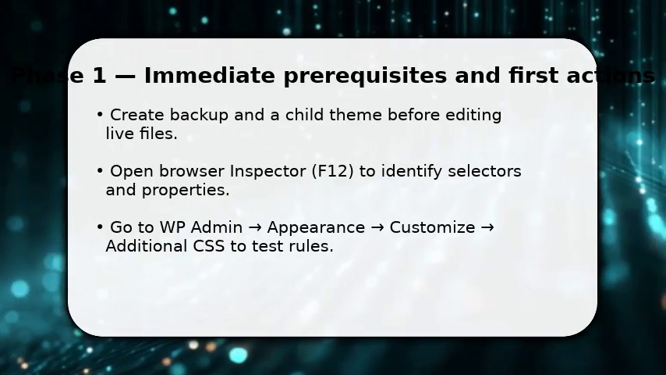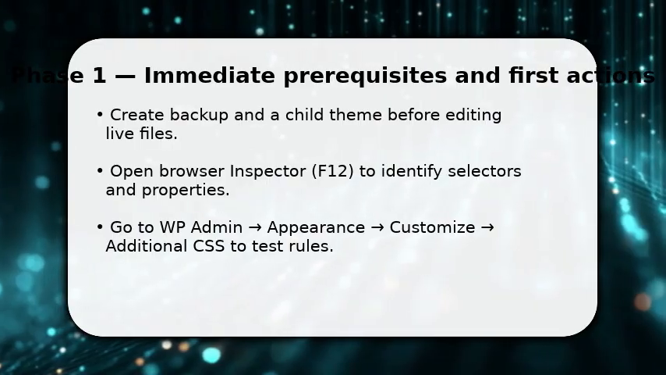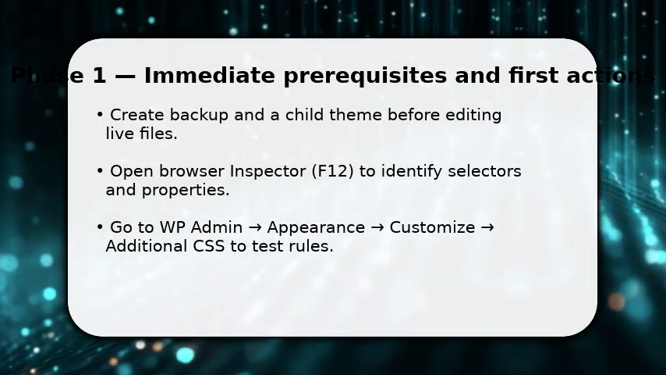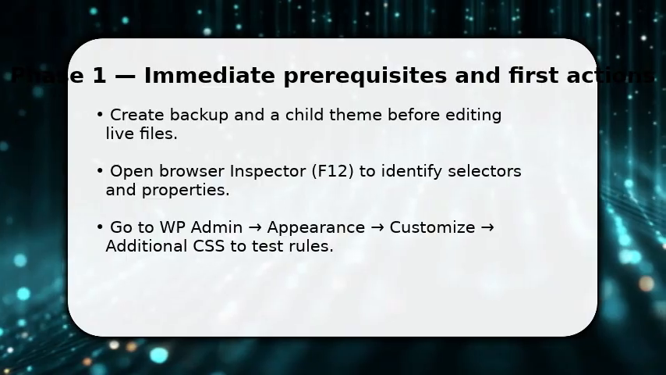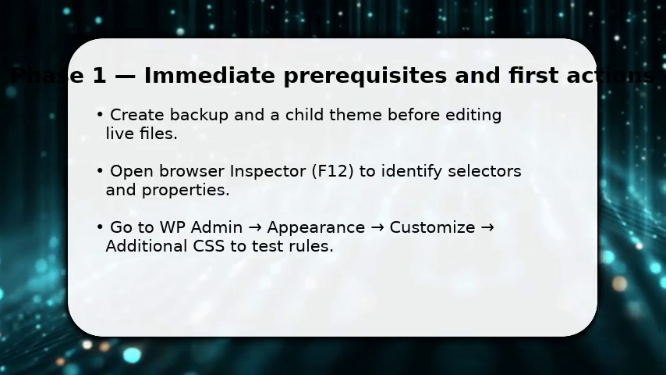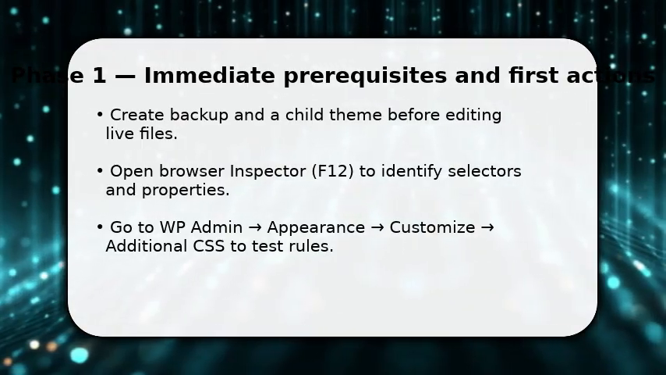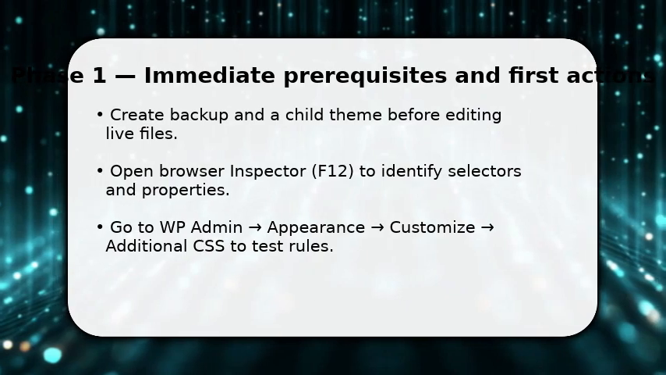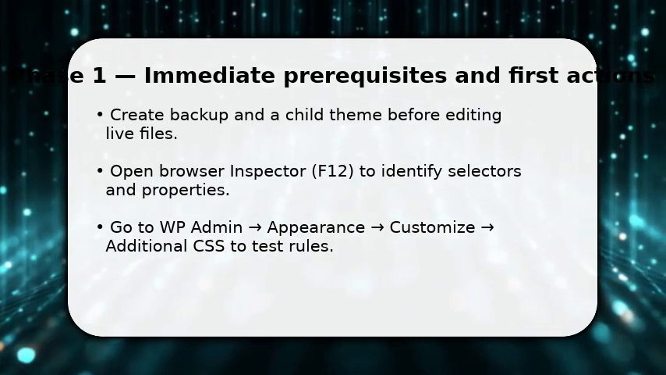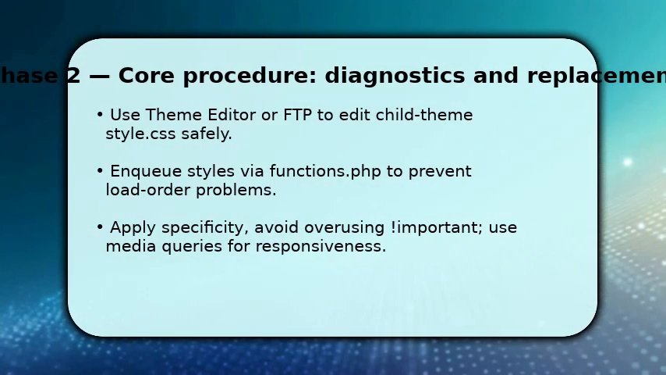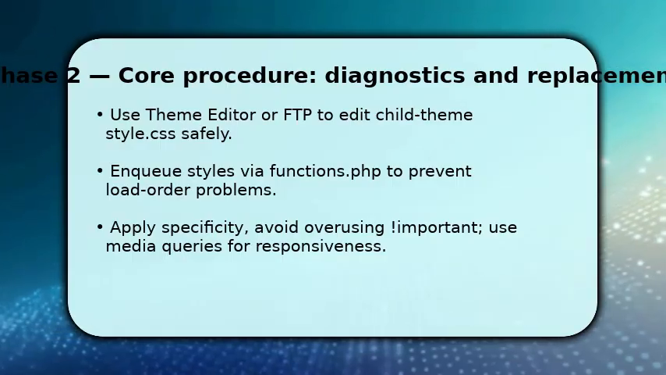Once done, log into WordPress and navigate to Appearance, Customize, Additional CSS. Paste small rules there to verify effects. Make sure to use clear selectors and save revisions incrementally, because testing in additional CSS is reversible and safe for first actionable edits. Now implement the changes in your child theme so they persist.